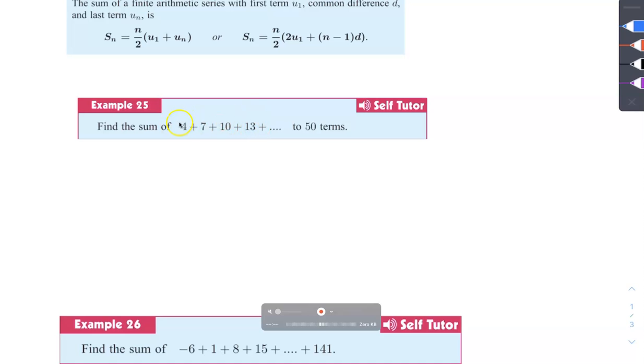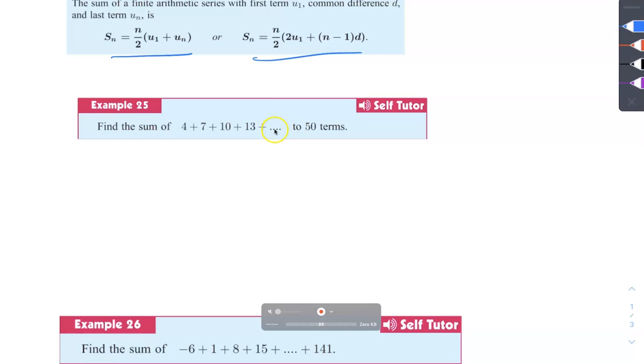So it's an arithmetic sequence. If you look at it, we're adding 7 each time, so it makes an arithmetic sequence. We're going to do the first 50 terms. So we have two formulas here. You can use either one we want. Now, if I'm using this formula, what I do not have is a 50th term. I do have the first term, but I don't have un. I have n, and it's 50, but I do not have the last term.